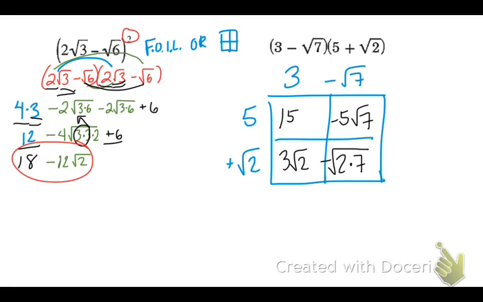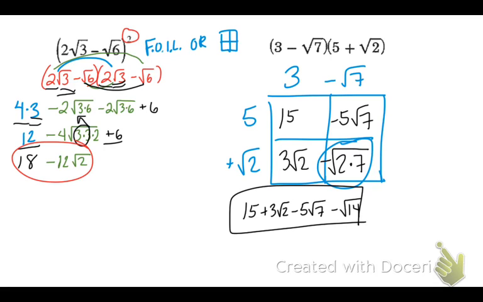Root 2 times root 7 is root of 2 times 7 underneath the radical because they're both under square roots. If this could be simplified more, I would do so, but it's just a 2 and a 7. There's only one prime of each. There's no pairs, so I can't simplify it anymore. And so we rewrite combining all like radicals. There's no like radicals, so we're just done. That's our answer.